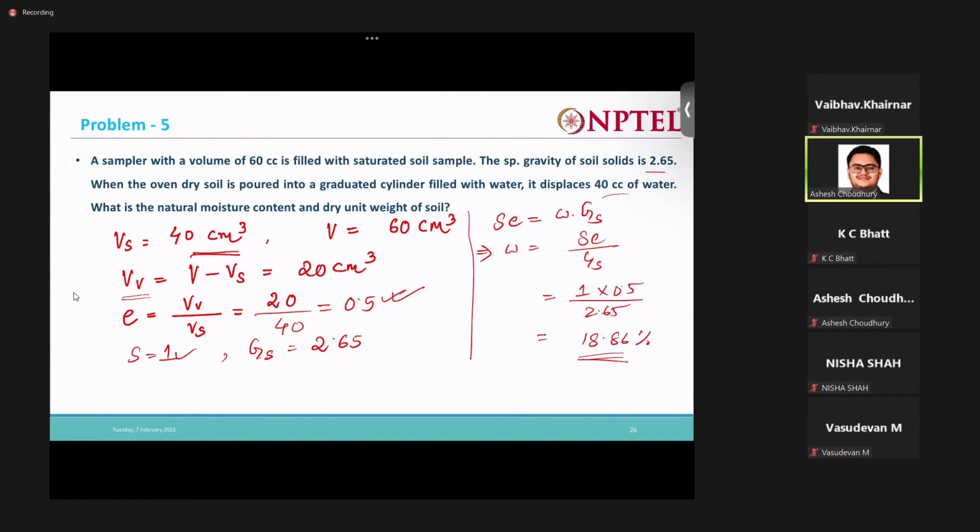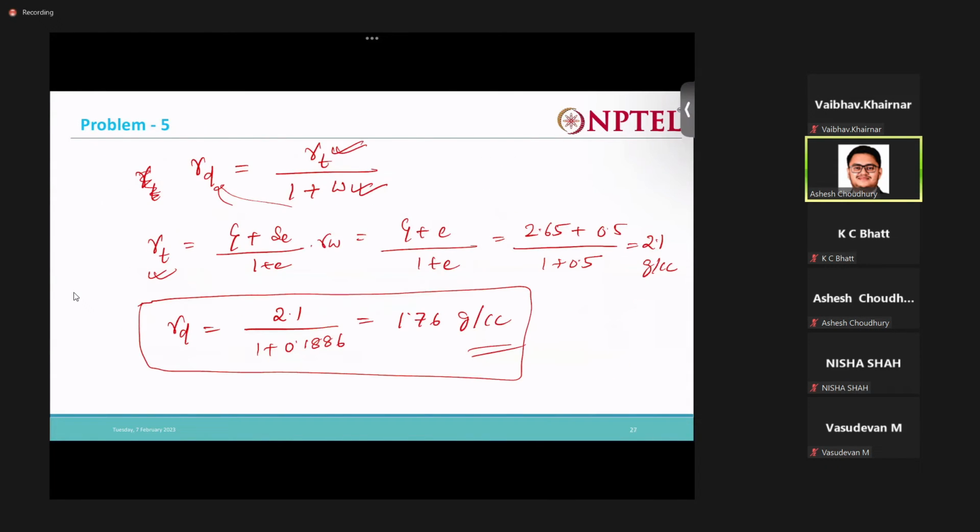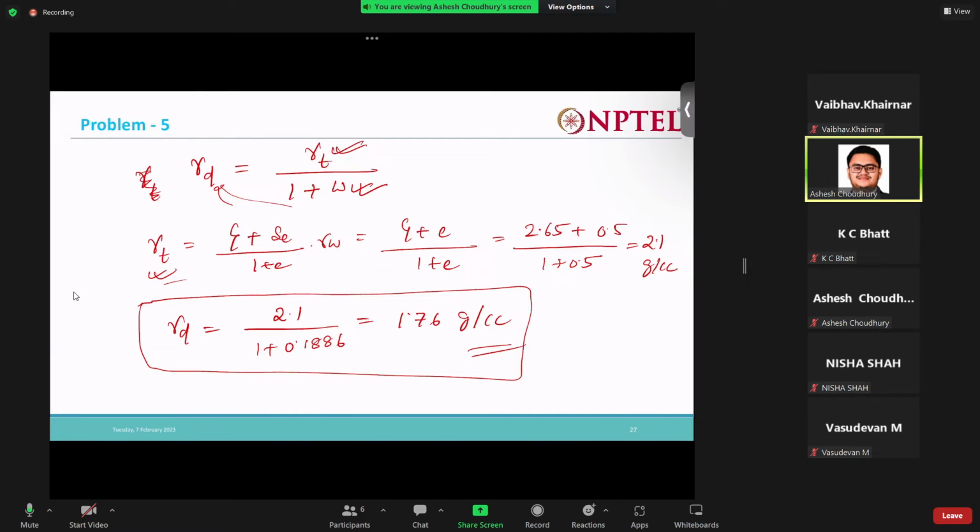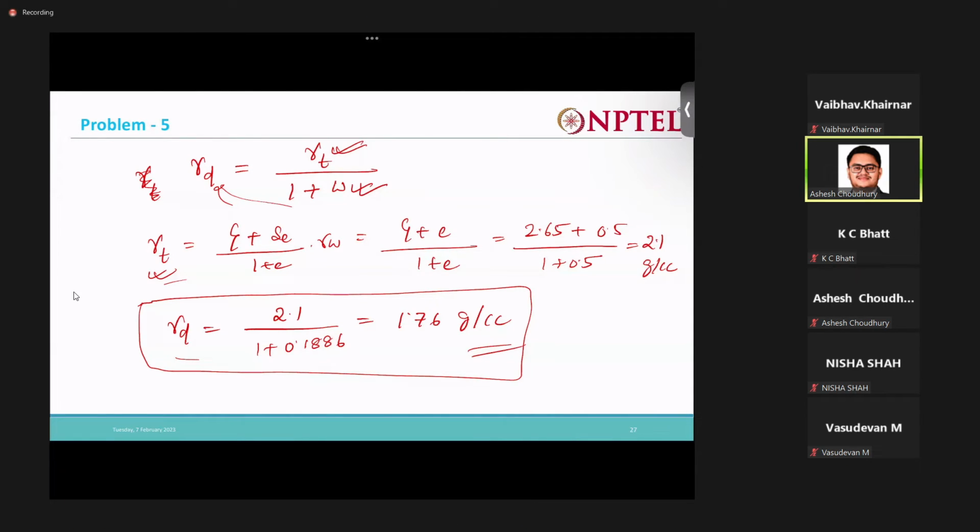After, as we know the volume of voids, we could easily find out the void ratio. Then using the void ratio we found out the water content. Now after this we got the total unit weight, and from this total unit weight finally we found out the dry unit weight.